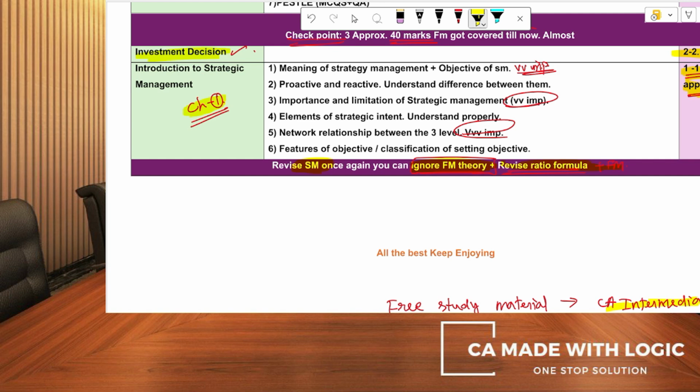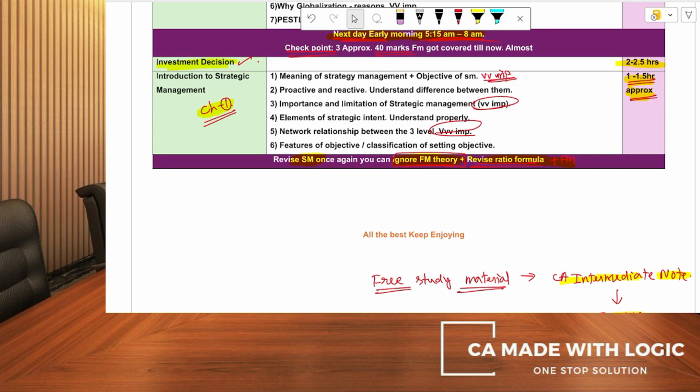Then revise all your FM ratios. Ratio analysis formulas and all other chapters' formulas, you can revise. I will definitely not recommend preparing any new chapter on the examination day. Four hours before your examination, I don't recommend anyone to study new topics. Whatever you have learned, 80 percentage everyone is definitely going to cover. If you revise that 80 percentage, that will help you tackle the MCQs.